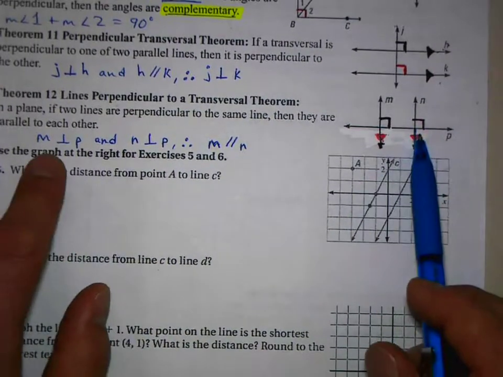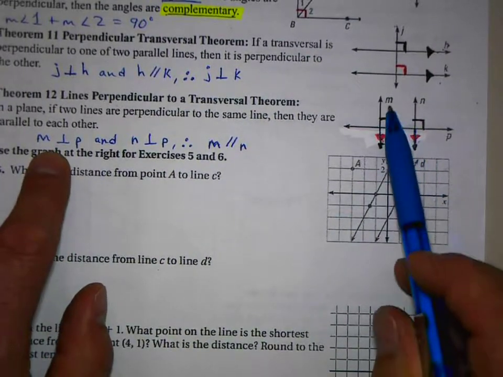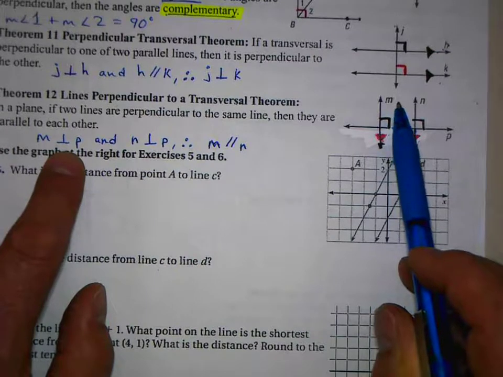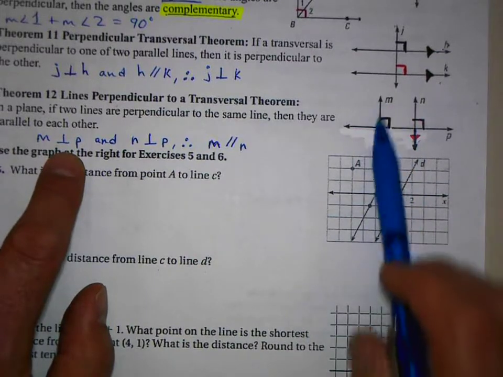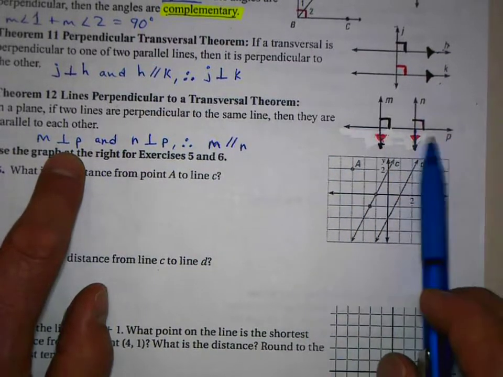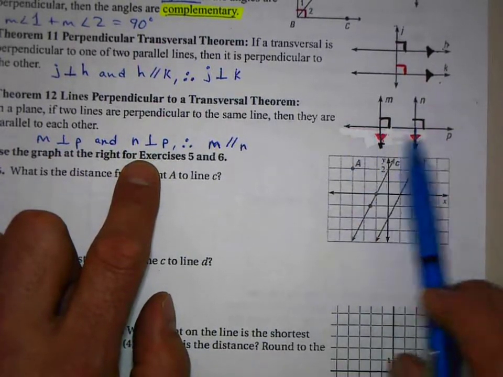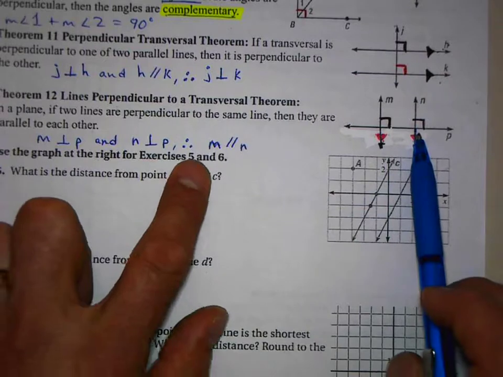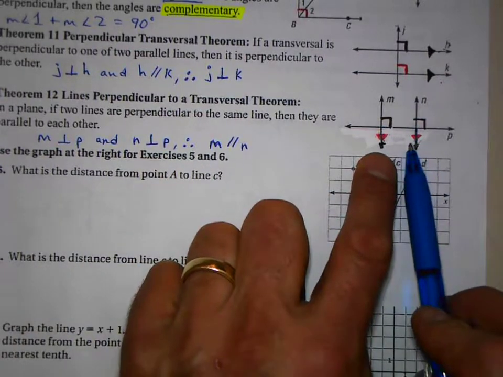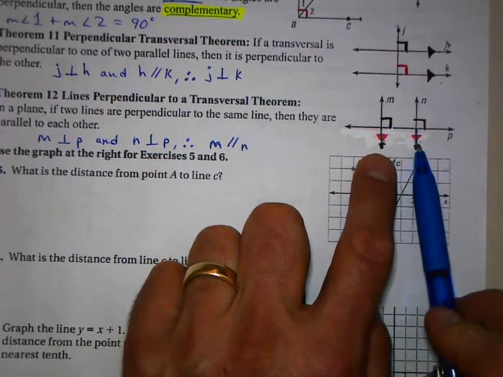And in symbols, you could say that line M, of course, is perpendicular to line P. So this line is perpendicular to the transversal, and line N is perpendicular to line P. Therefore, M is parallel to N.